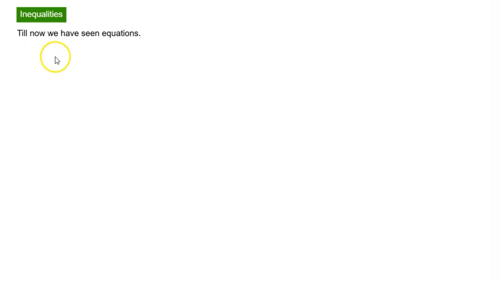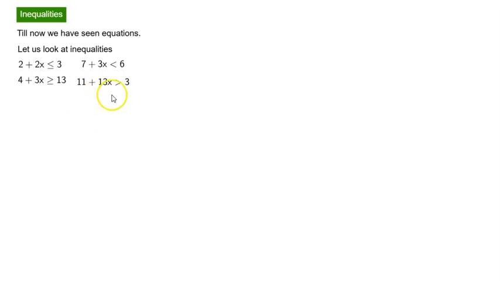Till now, we have seen equations, a lot of different aspects of equations. Now let's look at inequalities. For example, 2 plus 2x is less than or equal to 3. 4 plus 3x is greater than or equal to 13. 7 plus 3x is less than 6. 11 plus 13x is greater than 3.